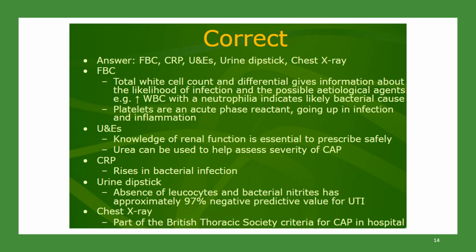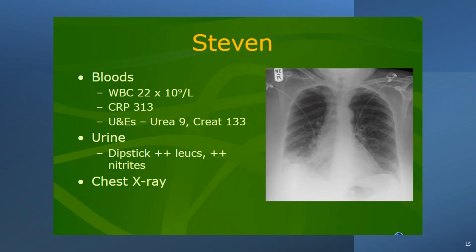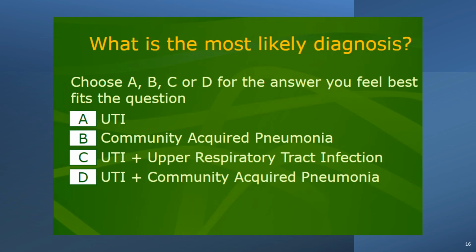Chest X-ray is as per the criteria of the Thoracic Society for diagnosis. Now, what was observed was there was a rise in WBC, a rise in the CRP, and a rise in the urine filtration and creatinine. Dipstick was positive, where nitrates were reduced to nitrites. And the chest X-ray shows consolidation. Now, what is the most likely diagnosis?